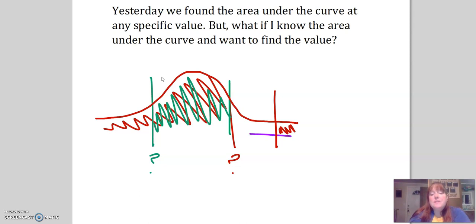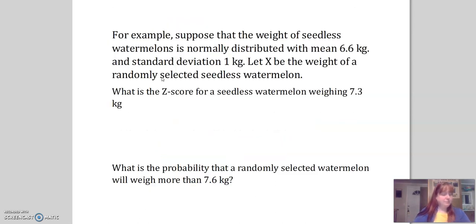So we're looking maybe at the top 1% of earners in a company. And we want to say, what number does this have to be so that the area under the curve is the top 1%? Okay, so let's see. Here's an example. We have seedless watermelons, and they're normally distributed. The mean weight is 6.6 kilograms with a standard deviation of 1 kilogram.